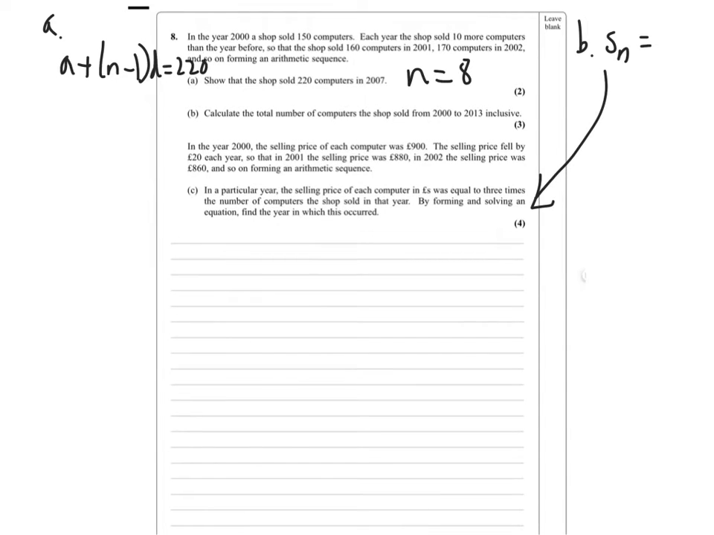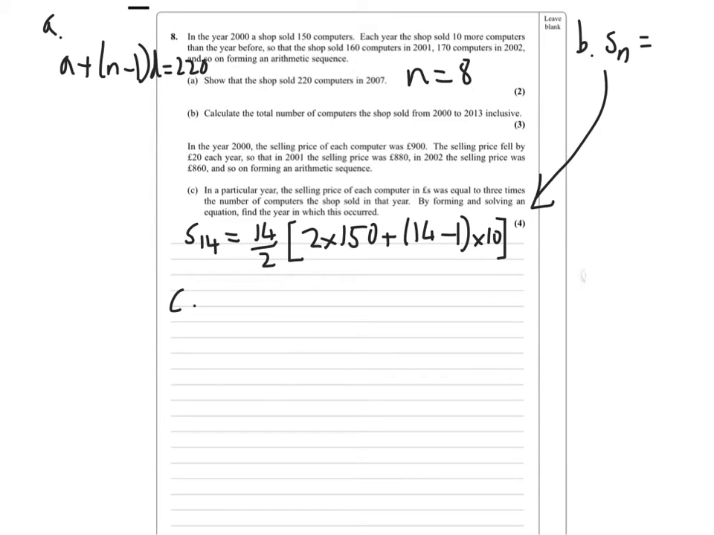So we've got S14 equals 14 over 2, n's 14, isn't it? Because 2000 to 2013 is 14 years if it's inclusive. 2 times A, which is 150, plus (n minus 1), 14 minus 1, times 10. You should be able to work all that out. Do it a stage at a time, and you should be fine.